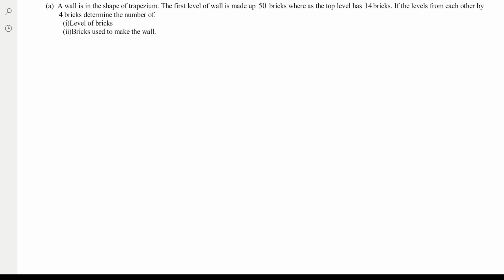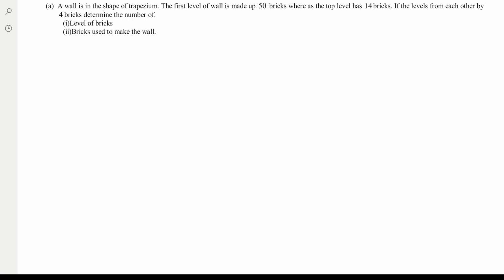Welcome. A wall is in the shape of a trapezium. The first level of the wall is made up of 50 bricks, whereas the top level has 14 bricks. If the levels differ from each other by 4 bricks, that is, there is a difference of four bricks in each level, determine the number of levels of bricks and also the bricks used to make the wall.